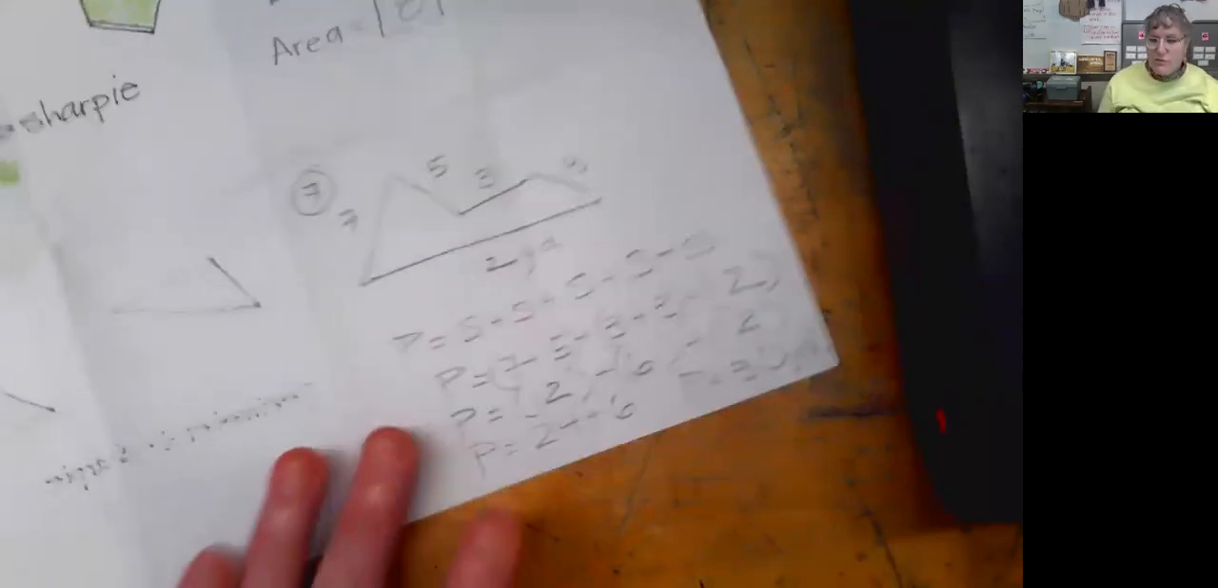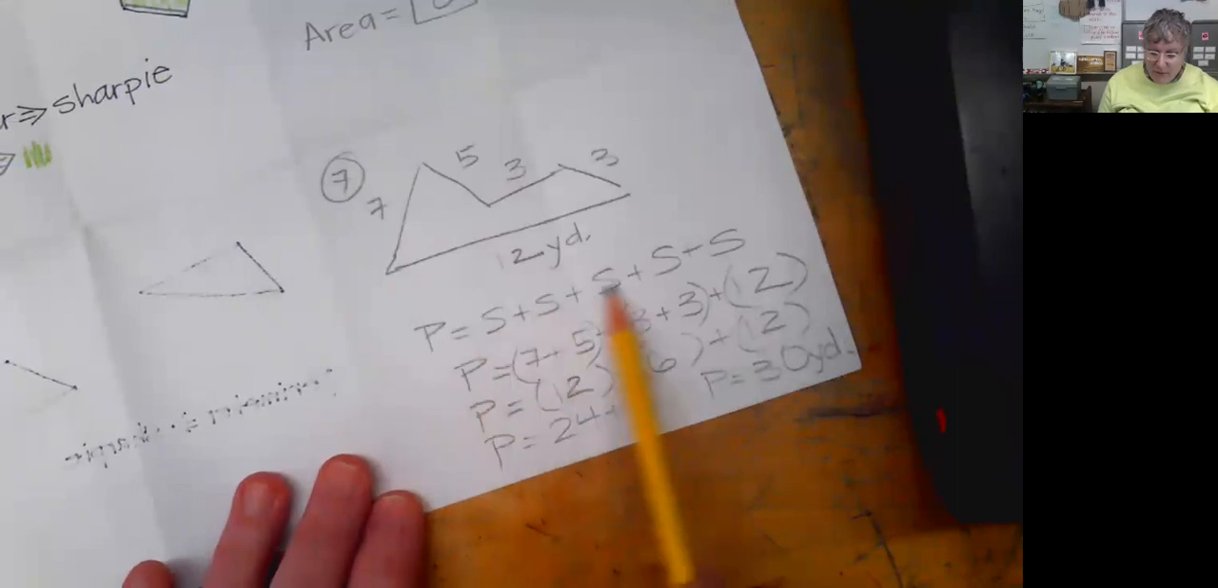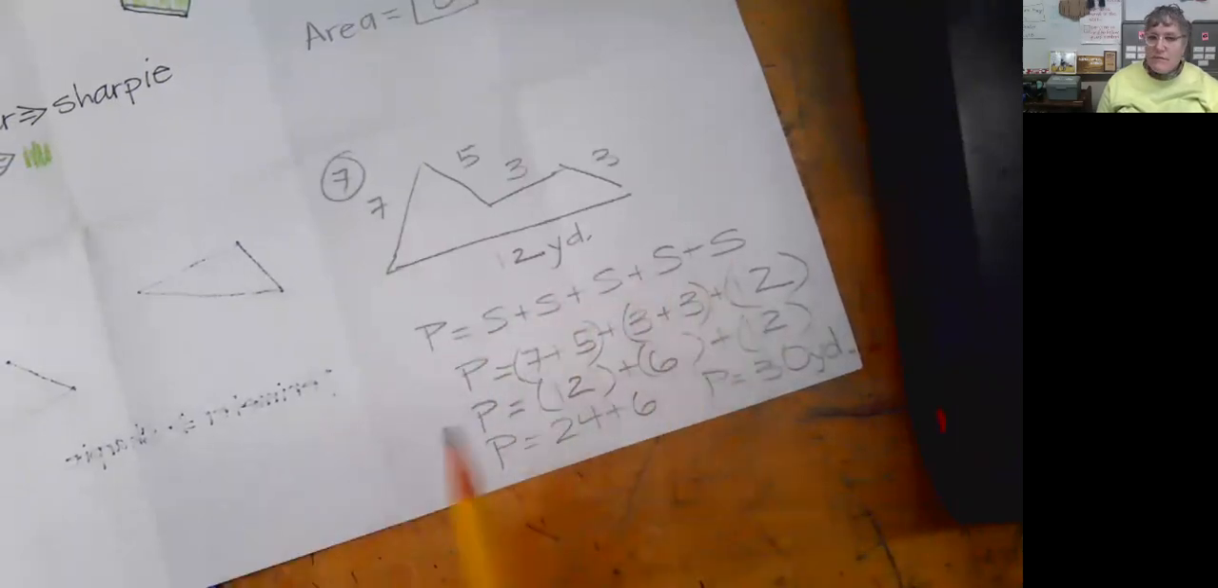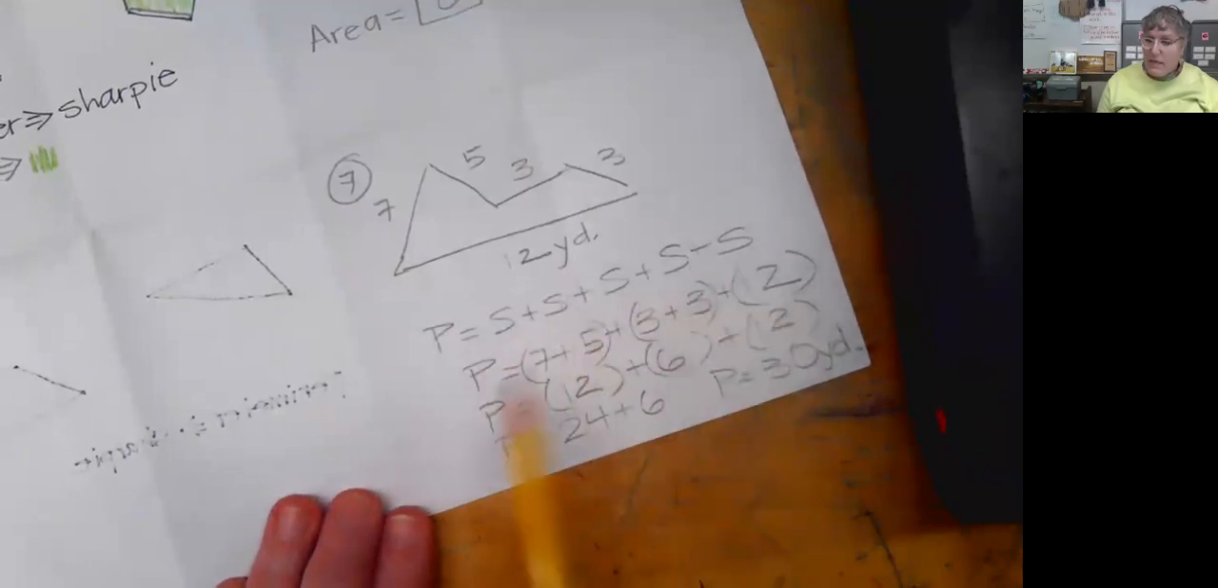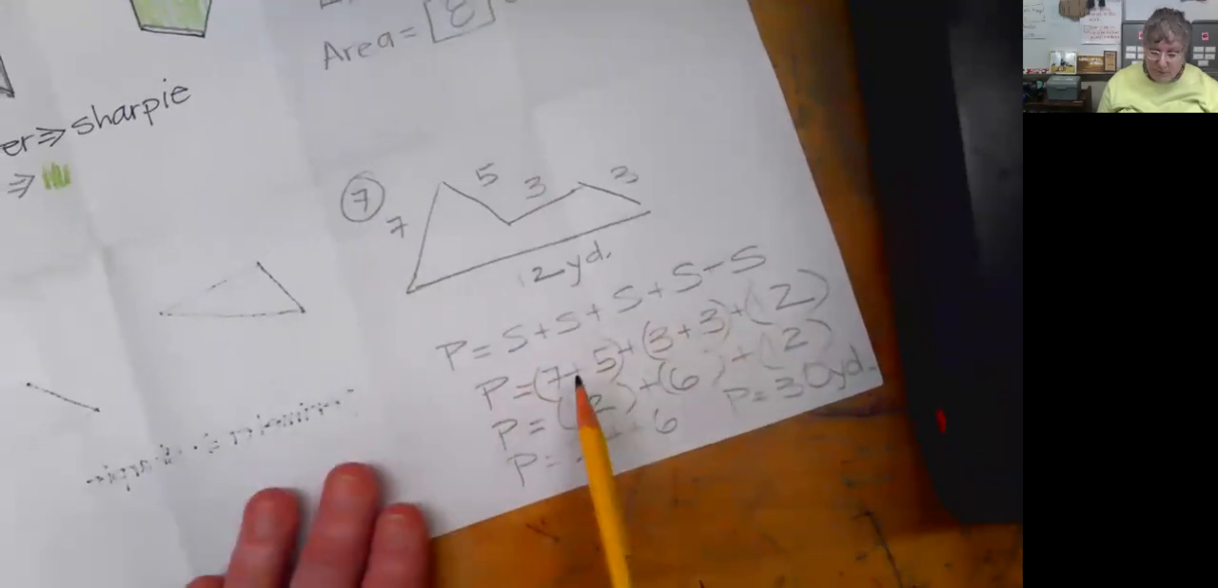Okay, so we just use our formula. This is called a formula. And you just plug in the numbers to the formula and it helps you to solve the perimeter problem.